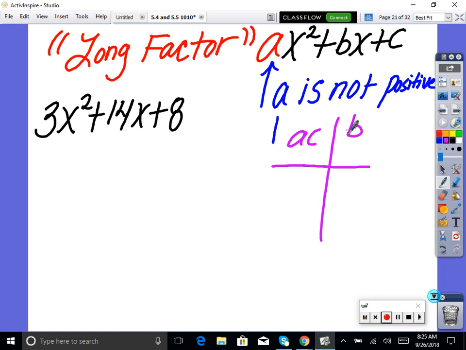So everybody looking at this one, there's no greatest common factor. So I would factor the quadratic by doing what multiplies to be a times c. So 3 times 8 is 24, everybody. Let's insert that in. And then our b is 14. Now we need to figure out what factors multiply to be 24 and add up to be 14. 12 times 2.